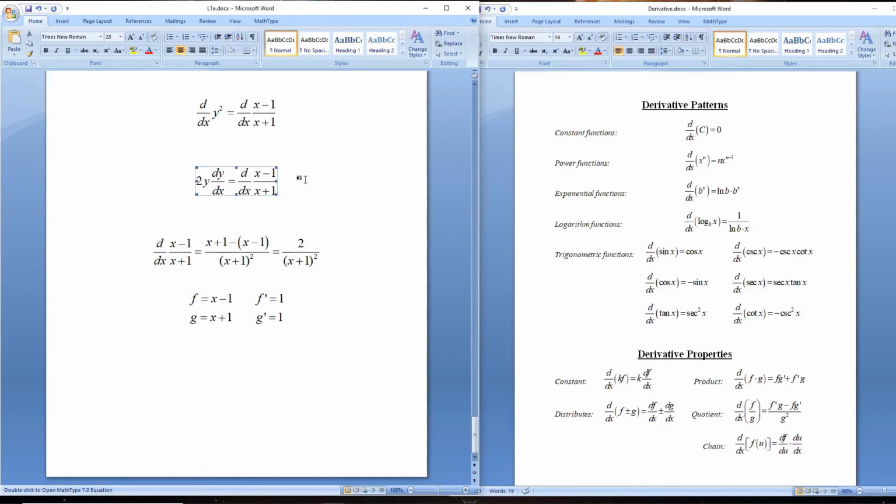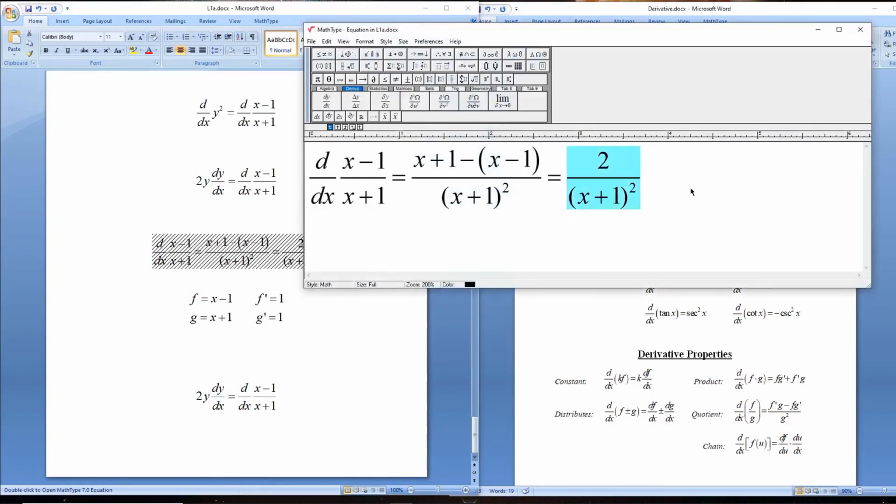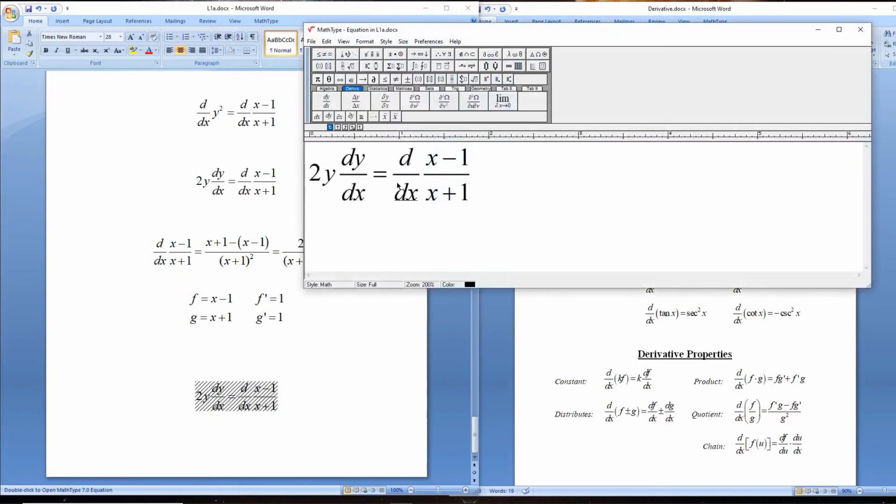So let's go back to where we left off. Here's our function again. We didn't finish off the right side, but here we did. There's our answer. So I'll just plug that right in. There it is.